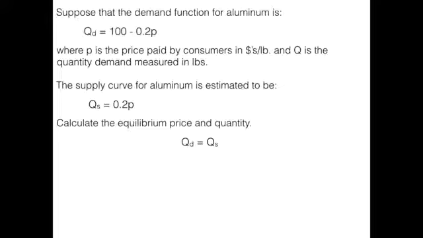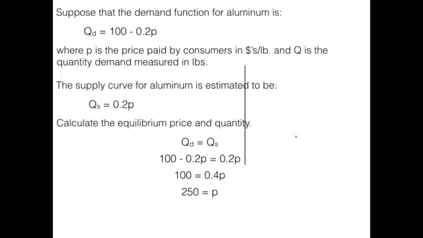So as we know, the equilibrium occurs where the demand and supply functions are equal to one another. So we set them equal to one another. So we have 100 minus 0.2p is equal to 0.2p. We add 0.2p to both sides, which gives us 100 equals 0.4p, and dividing by 0.4 gives us p equals 250.